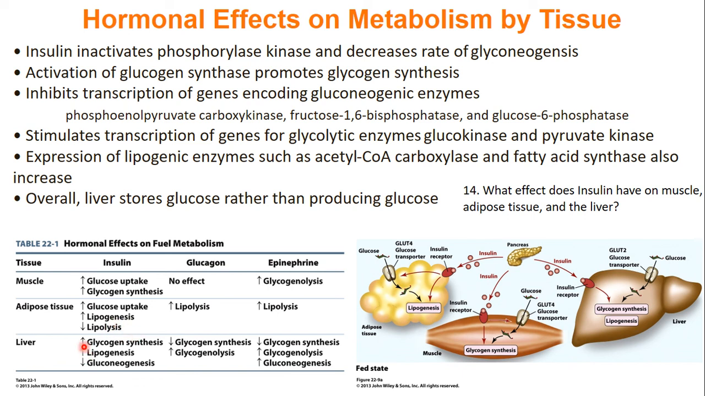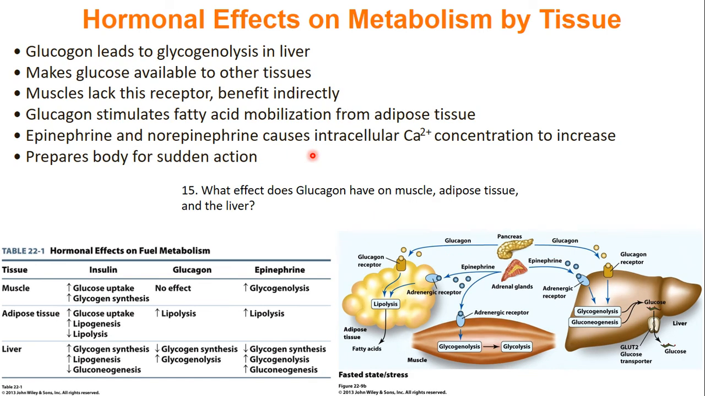Liver, it's kind of the same idea. Start making glycogen. Start making lipids. Don't make new glucose, so decrease gluconeogenesis. But glucagon. Glucagon has no direct effect on the muscle, but as we talked about in the lecture video, it does have an indirect effect.